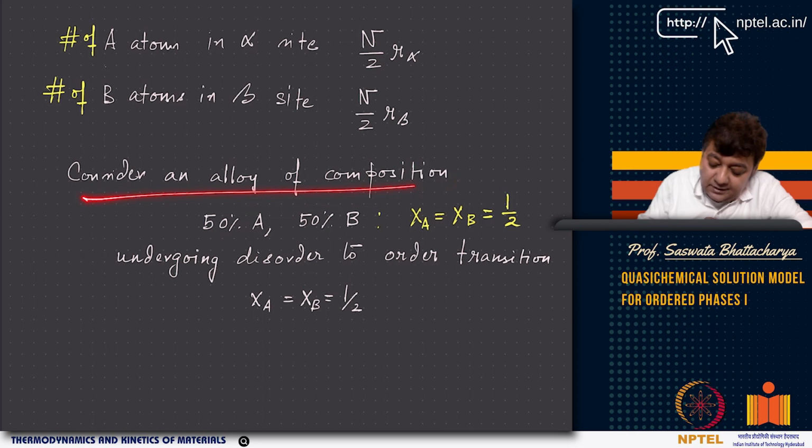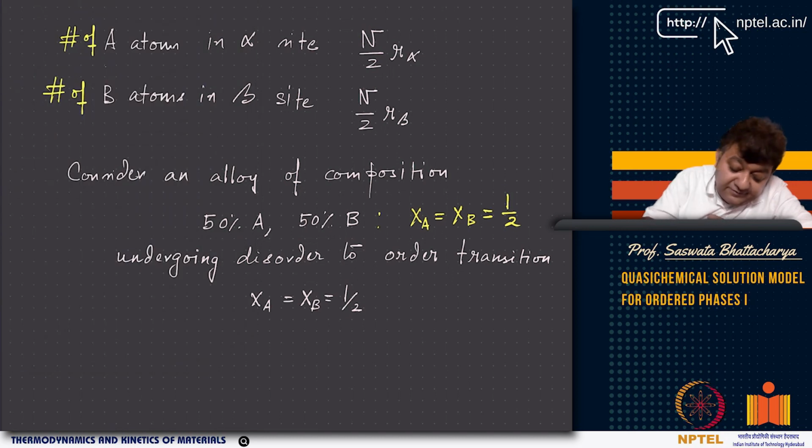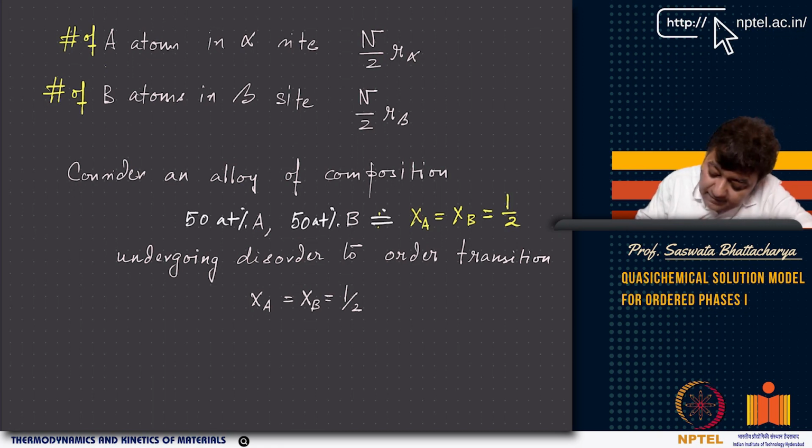And now if you consider an alloy composition 50A, 50B or 50 atomic percent, so basically what I am talking about is 50 atomic percent A and 50. So this is basically given in atomic percent. So atomic percent can be converted to mole fraction, which implies XA equals to XB equals to half. Okay, now we are considering such an alloy, and we are considering that this alloy is undergoing disorder to order transformation, right? At this composition, it is undergoing disorder to order transformation below a critical temperature. Below a critical temperature, it is basically becoming ordered, right?